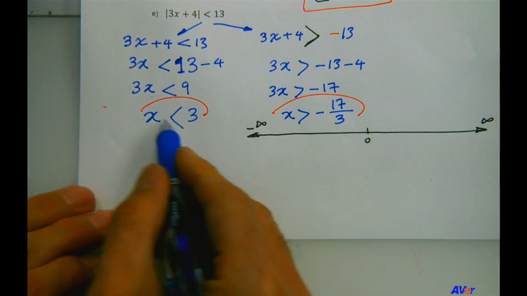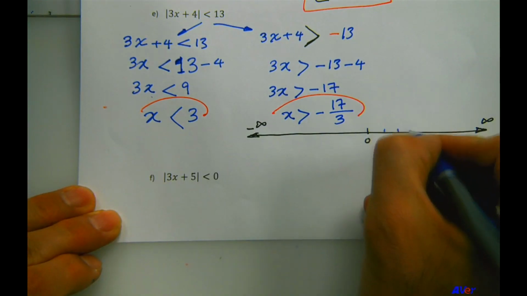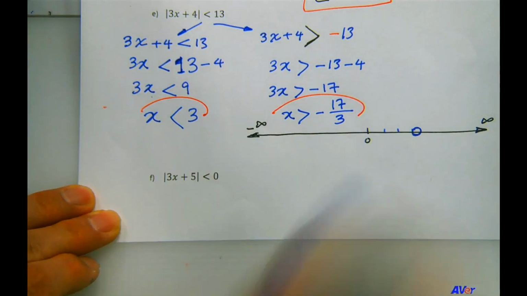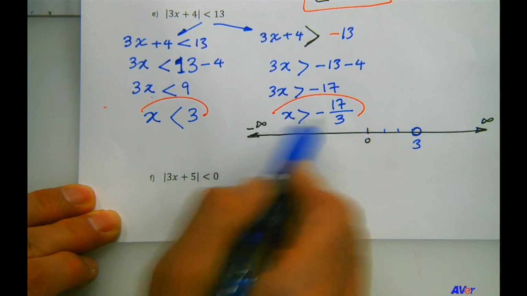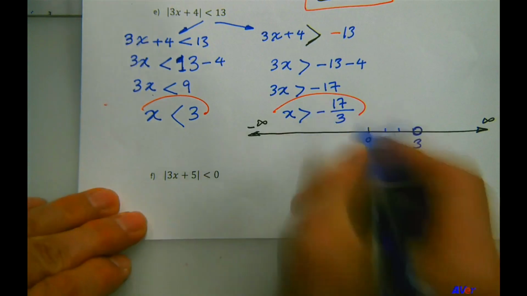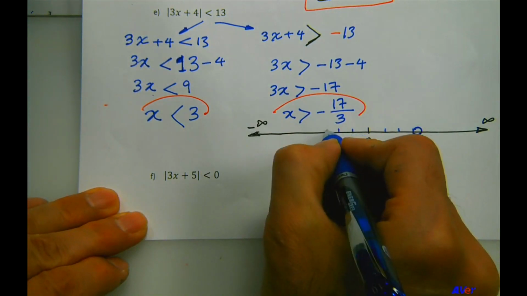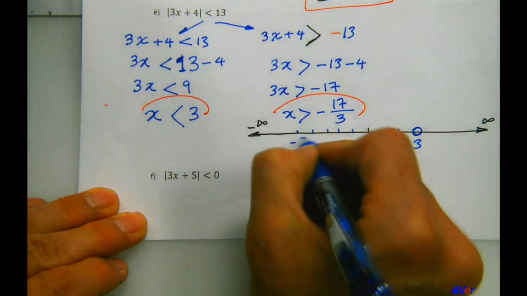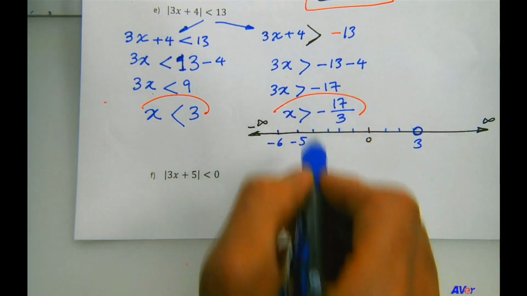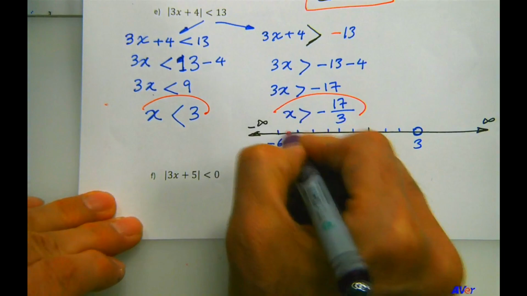So 3 would be somewhere here, like that. And I'm going to put a hollow circle there because x cannot be equal to 3. So that's 3. And then this is x, this is negative 17 over 3. 17 over 3 is a little bit over 5, right? So 5 something. But this is -5, so -1, -2, -3, -4, -5. So that's -5, and this is -6. So -17 over 3 is somewhere here, somewhere there.